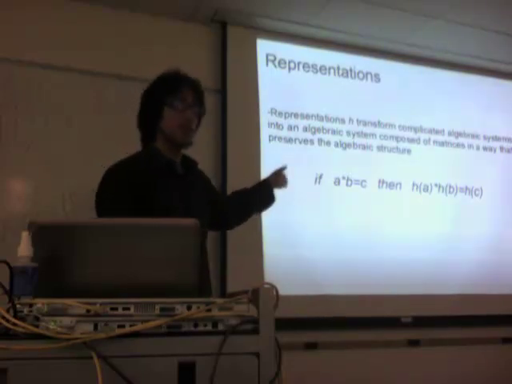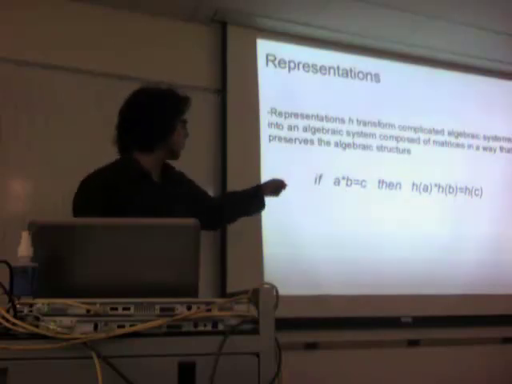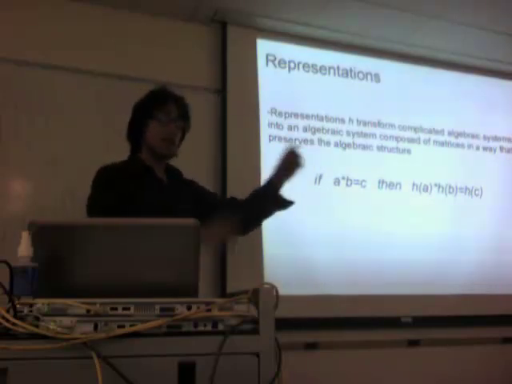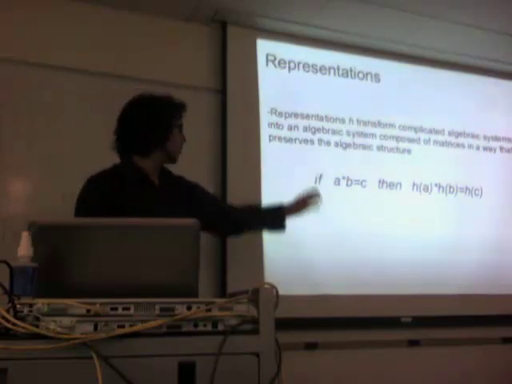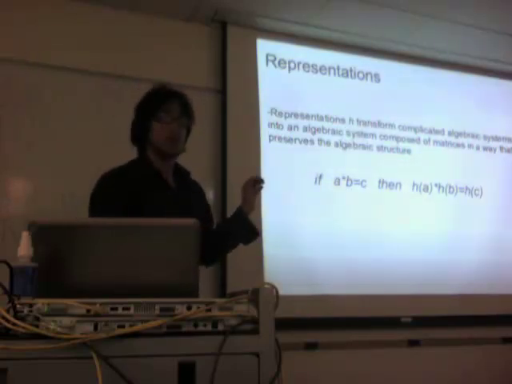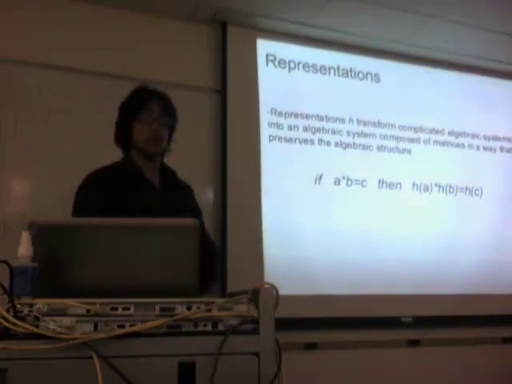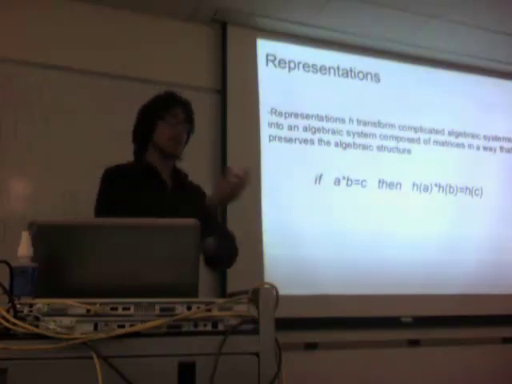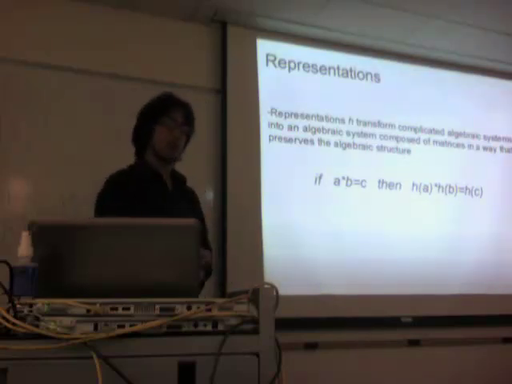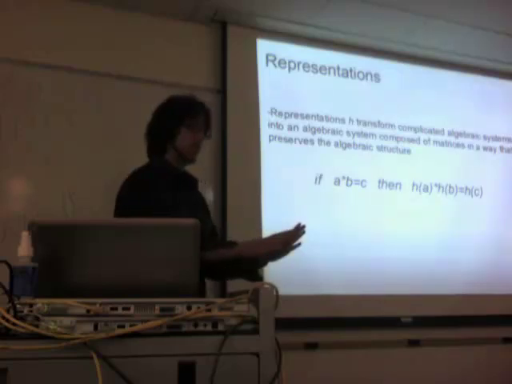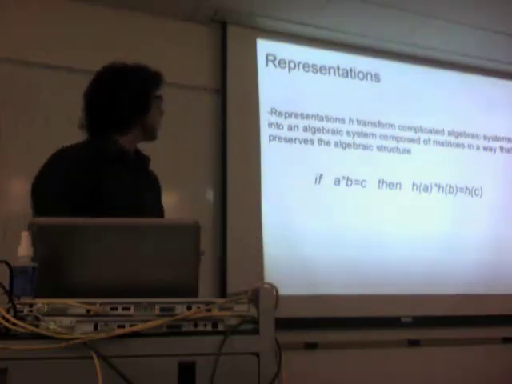The restriction is that the way you turn them into matrices has to satisfy this relationship: if A times B equals C in your original algebraic structure, then when you turn them all into matrices, so H of A is the matrix of A, H of B is the matrix of B, and H of C is the matrix of C, the same multiplication process should work. If A times B equals C, the matrix of A times the matrix of B should equal the matrix of C. It has to follow that rule.